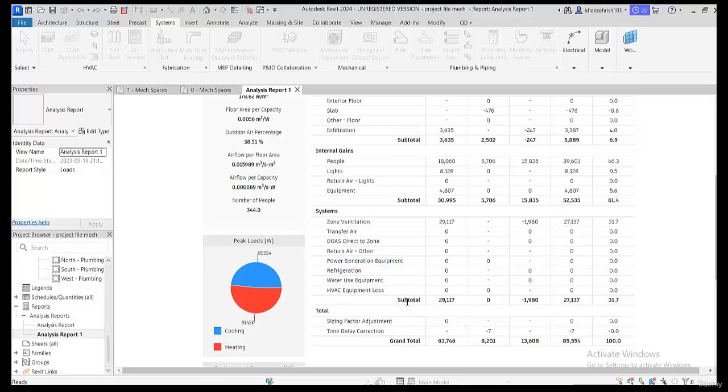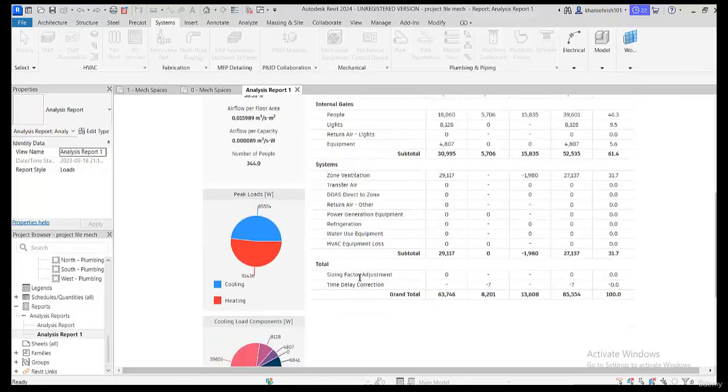Similarly, the total heat generated by the complete zone is 85 kilowatt. So here you see this is the peak load. The peak cooling load is 85.554 kilowatt, or 85,554 watt. So this is the total peak cooling load.